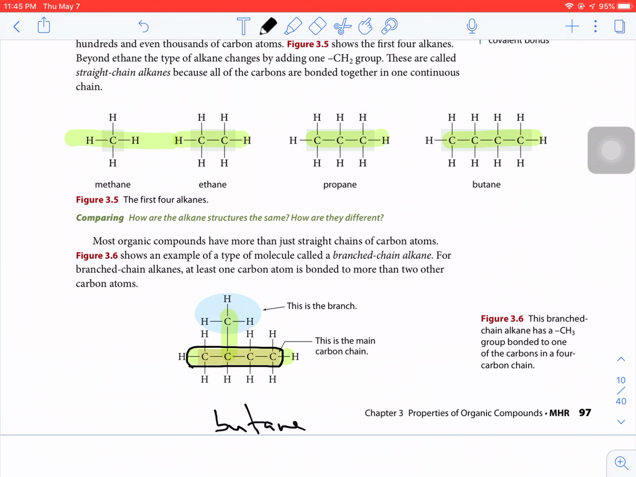Okay, so I've named that. Just ignore this for now, right? So there's butane, 4 carbons, and now I want to say what's on that butane. There's a methyl group. There's a 1 carbon group attached to butane, so I'm going to name it. It becomes methyl butane.